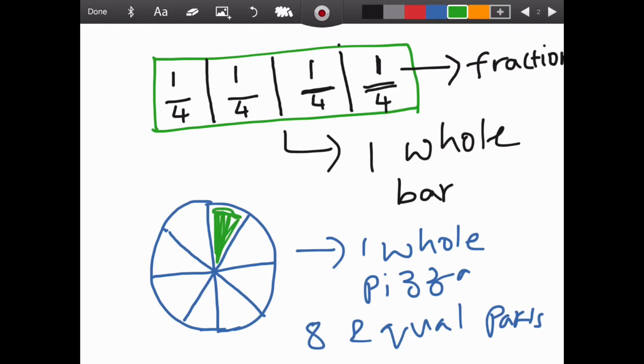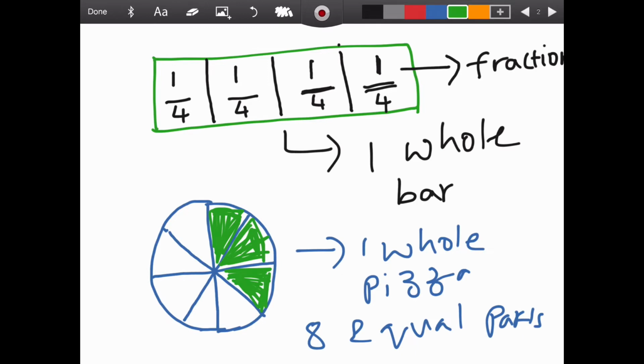I ate this slice and I was still hungry. I ate another slice. Okay, I didn't stop there. I ate the third slice. So I ate 3 slices out of the 8 slices of pizza.